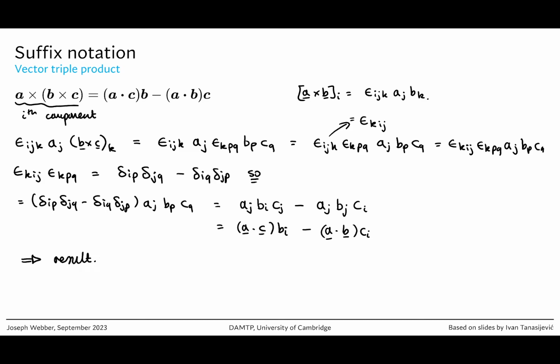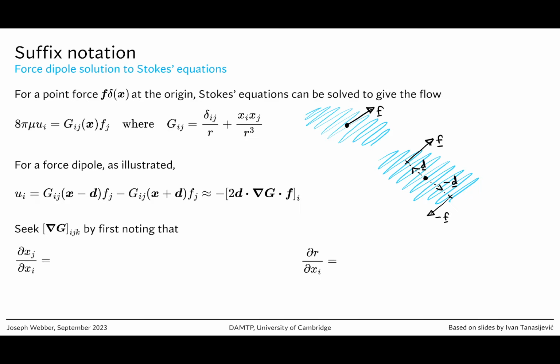Perfect. The two sides match up. So you can see here that index notation is a really handy way to prove vector identities that are otherwise quite nasty to prove. Let's do one further example.